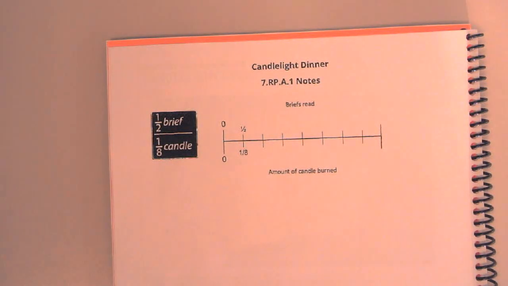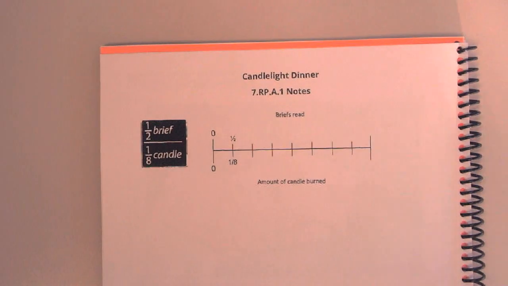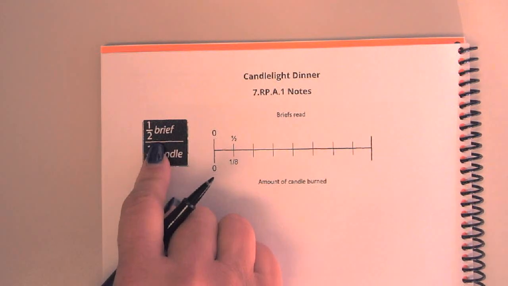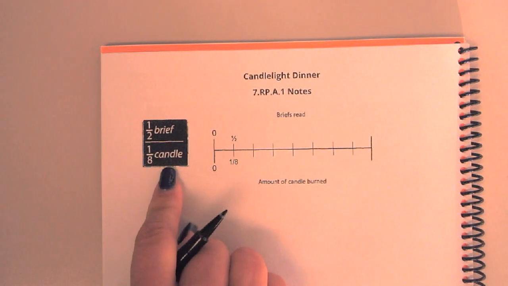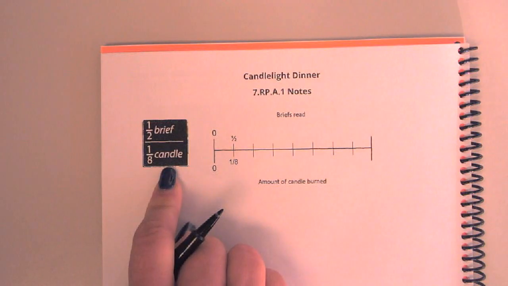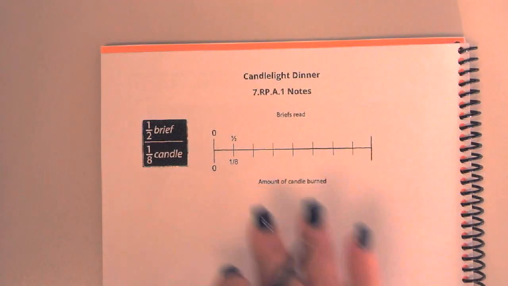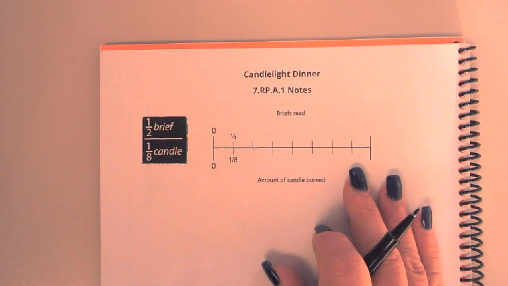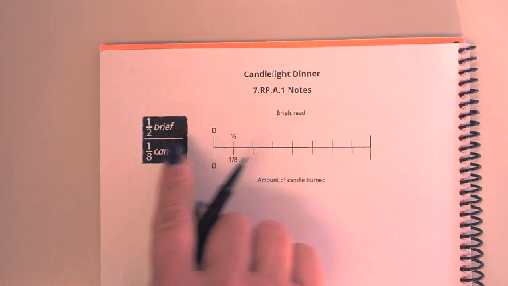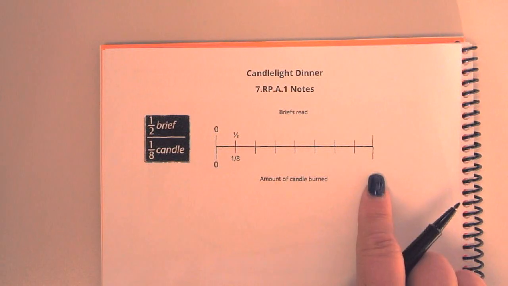Alright, so from the videos, you recall that he could read half of a brief in an eighth of a candle burned. So there's a couple different ways that we could look at this to see how many briefs he could read per whole candle. And one way was with a number line. So the top one is the briefs and the bottom one is the candles.